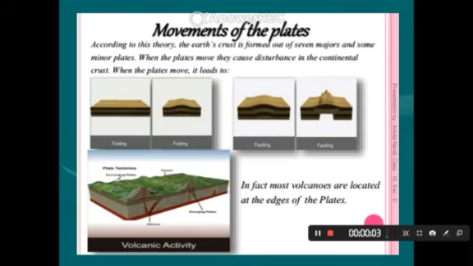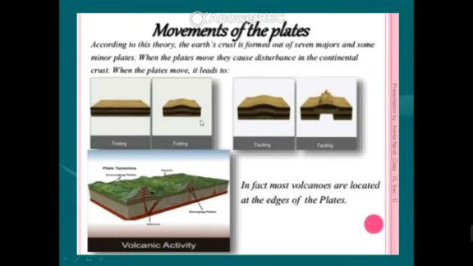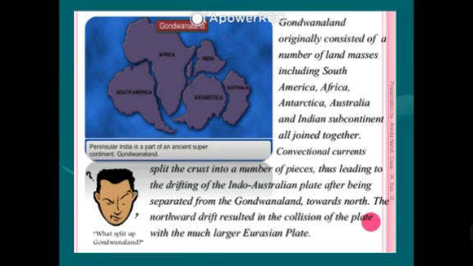So the next is the movement of the plates due to the collision of the plates. Movements of the plates in these regions may cause folding. Due to the folding condition, our Himalaya mountain forms. This is important: a folding condition in this manner and a faulting condition in this manner. This is the important plate tectonic movements theory, and this is our Gondwana land.